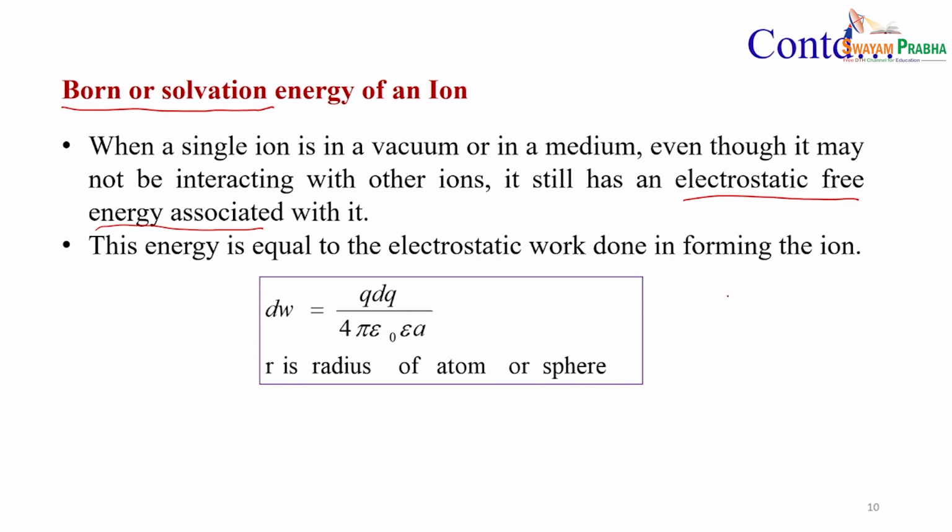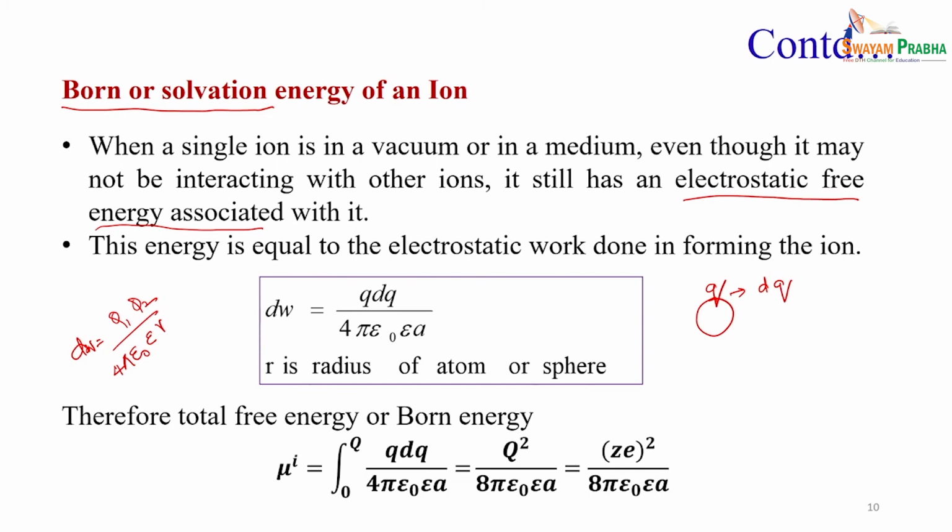So, let us say you have a molecule which has the charge Q, and its energy is increasing by dq. So, we can simply calculate dw as, if you remember, q1 q2 upon 4 pi epsilon naught epsilon r. So, here q1 will be q and q2 will be dq, upon 4 pi epsilon naught epsilon r. This is simply called the Born energy, meaning the electrostatic free energy of a single ion.